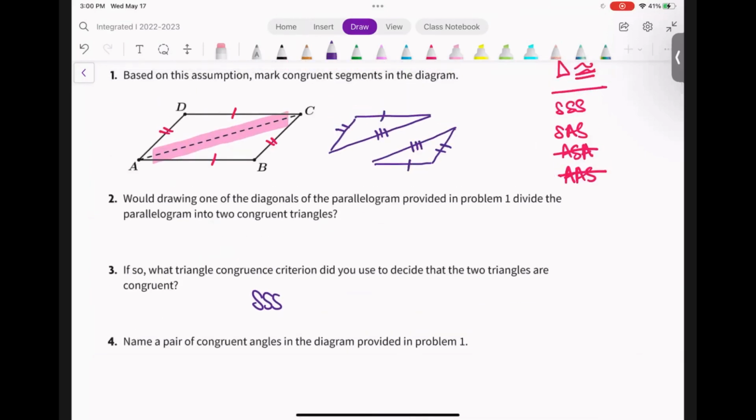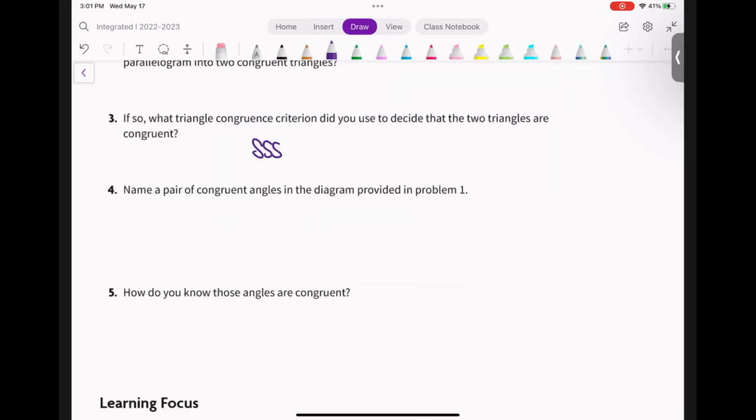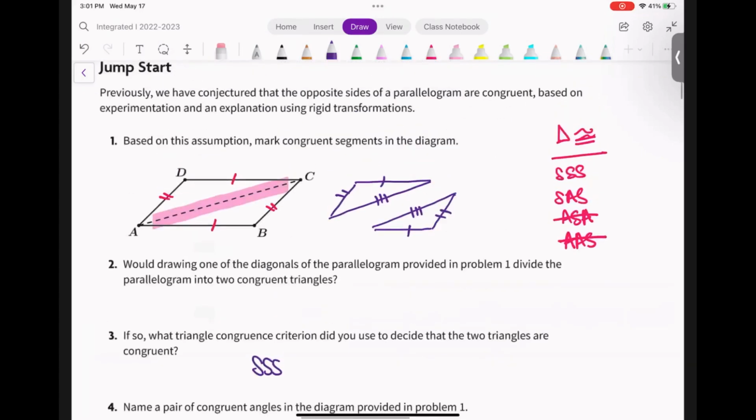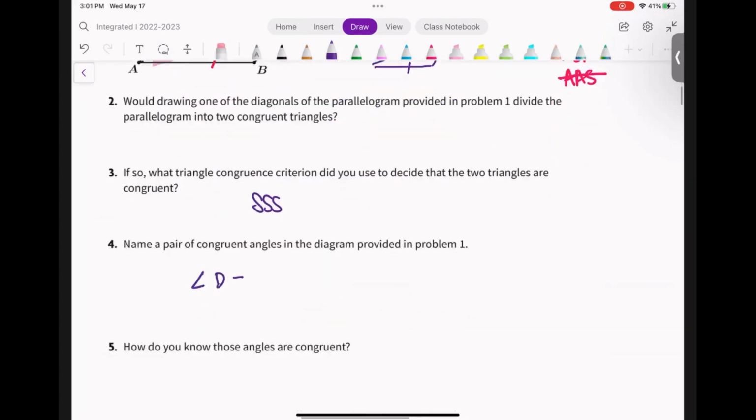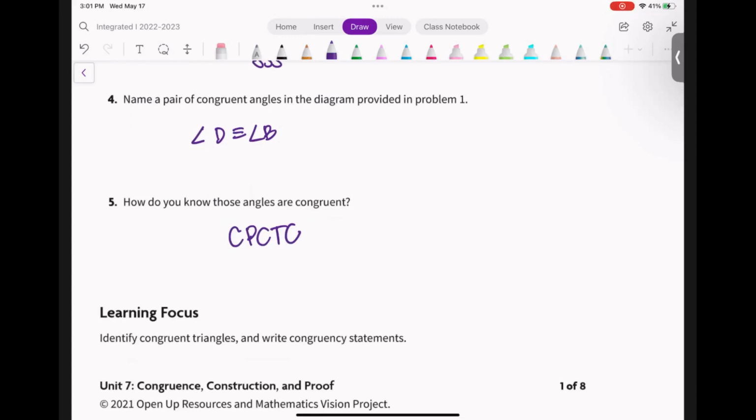Now that we know that those triangles are congruent, we actually get all of those pieces being congruent. Remember, we talked about this. So once we prove that these two triangles are congruent by SSS, we actually get a lot of angles being congruent, right? And that's because the corresponding parts of congruent triangles are congruent. Okay, so that's answer 4 and that's answer 5. So you can name any angle that you want. I'm going to name angle D is congruent to angle B. And that's because of CPCTC. Again, corresponding parts of congruent triangles are congruent.